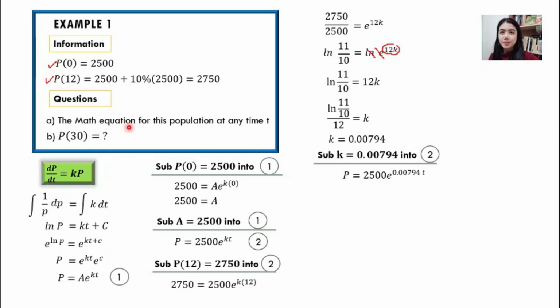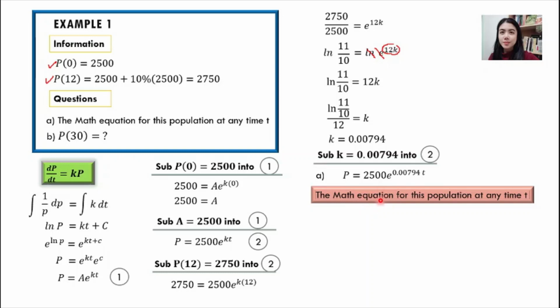That is the mathematical equation for this population at any time. Now we have the second question, that is the population at time equal to 30. So now we're going to use the mathematical equation that we obtained just now to make the predictions. We're going to substitute this into equation number 3, which is your mathematical equation for this population. This means that you're going to substitute time equal to 30 into this equation.